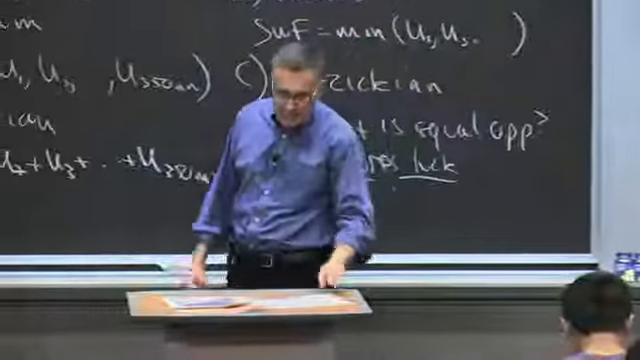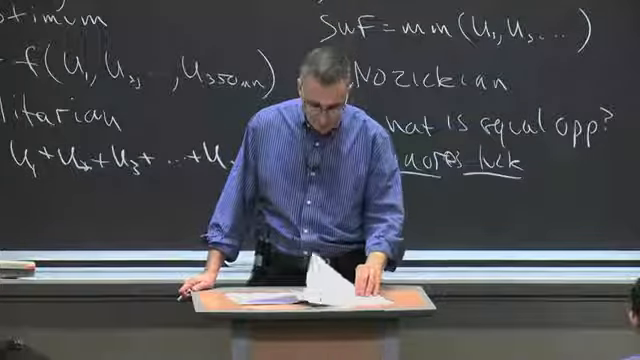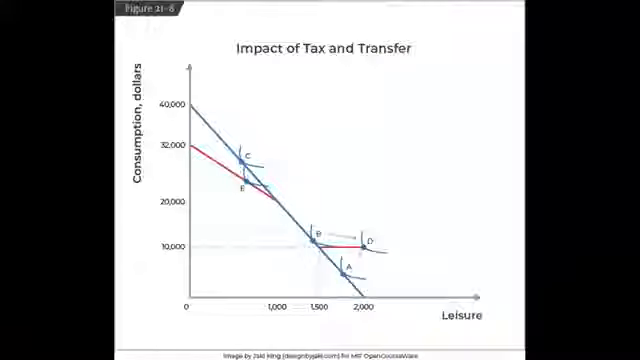Well, let's talk about how it affects hours worked. Let's go to the diagram. Let's consider several different people. Start with person A. Before this program was in place, they would have chosen to be a high leisure, low consumption person.